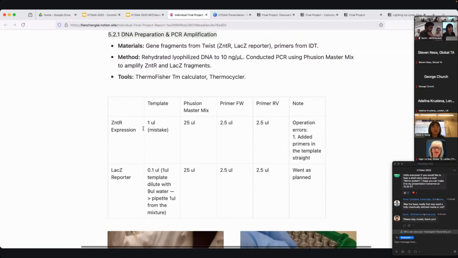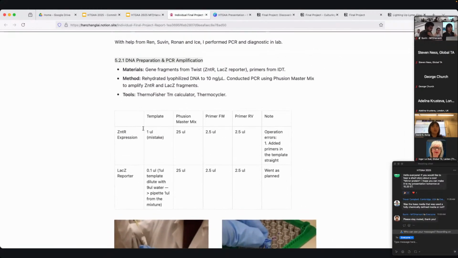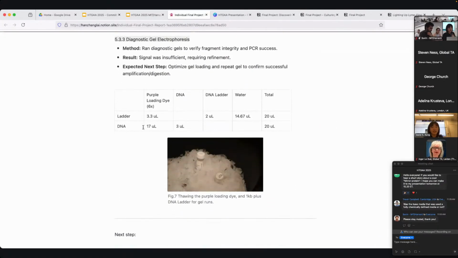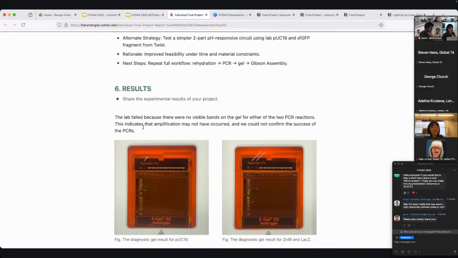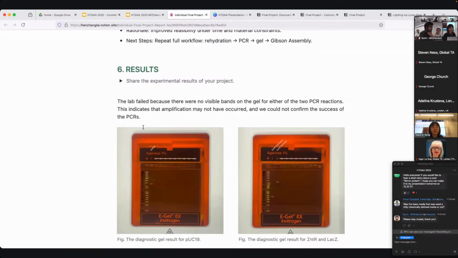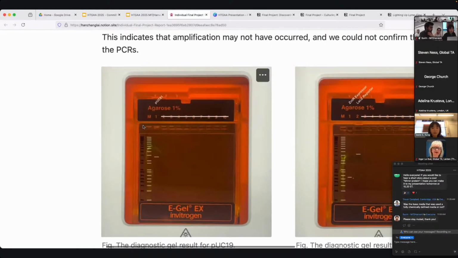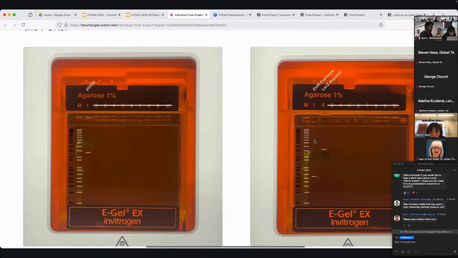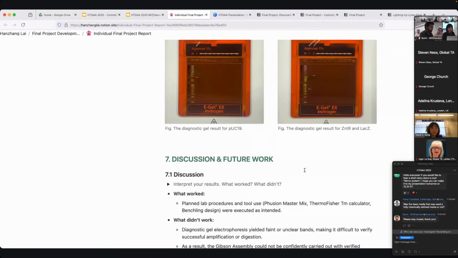So my lab, instead of testing out the cell-free system, went into the whole DNA prep and PCR processes. And it kind of failed because there were no visible bands when I did the gel run. This was the result, and there were basically no obvious visuals on here.